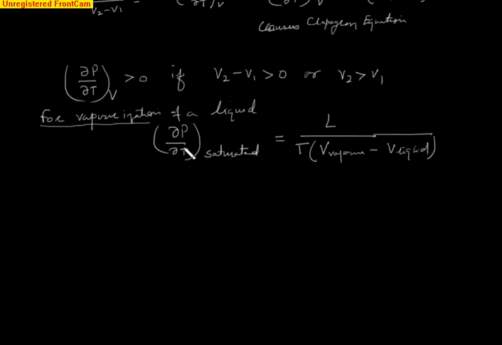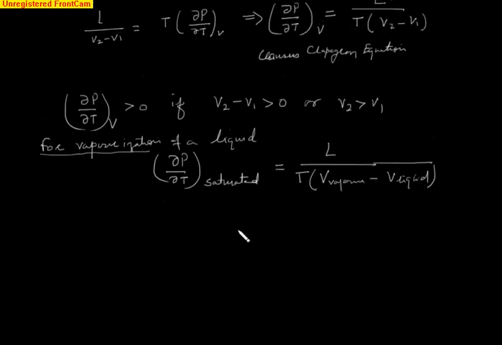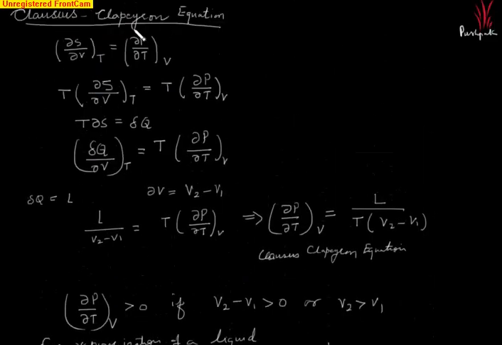So that is about the Clausius-Clapeyron equation, which is derived by using Maxwell's second equation of thermodynamics. And we can say Clausius-Clapeyron equation is the application of Maxwell's thermodynamic relations.